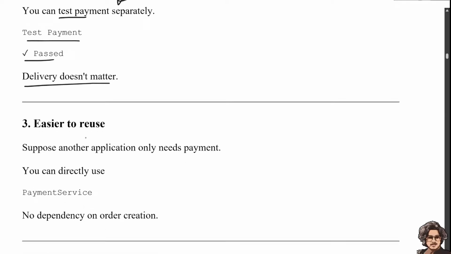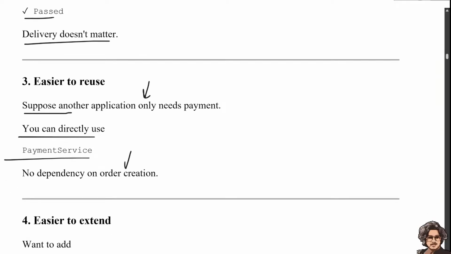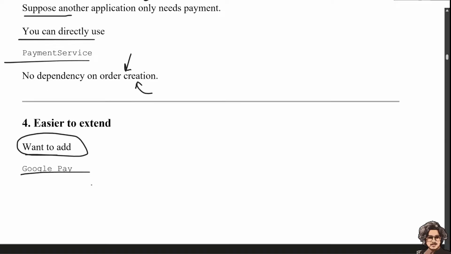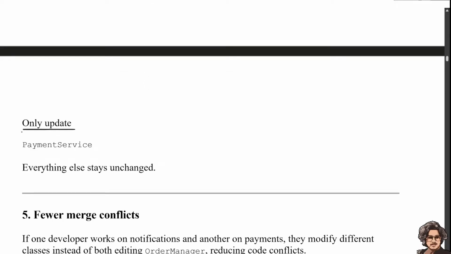Easier to reuse: suppose we make another application that needs the same logic we are using in this application. Since a class is a blueprint, you can directly use this payment service, with no dependency or order creation required. Easier to extend: if in future I want to add Google Pay, the update happens only in the payment service class.